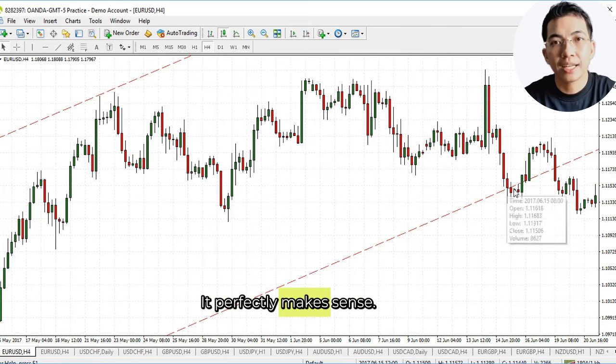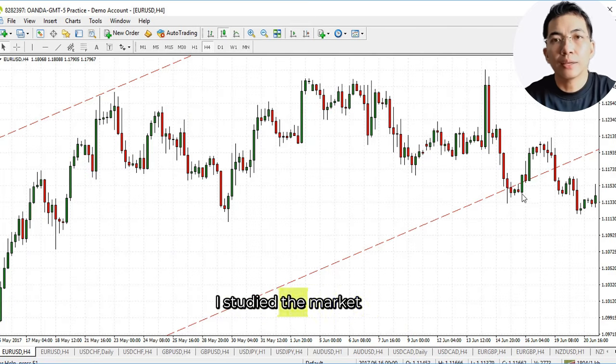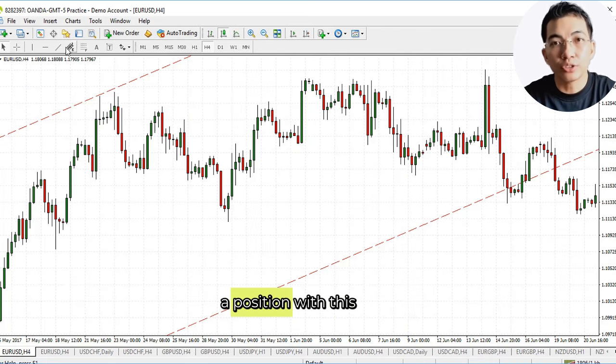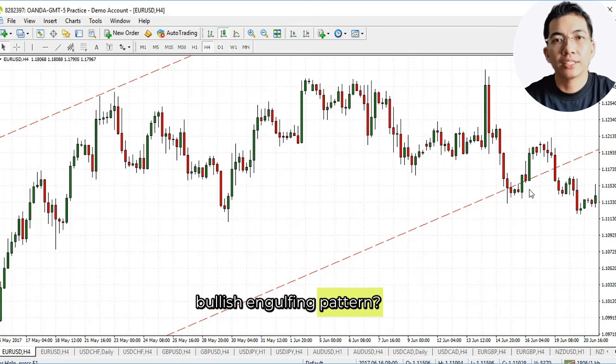It perfectly makes sense. I studied the market to find out that euro-dollar is in an uptrend, so I was waiting for a good opportunity to buy at the bottom of the channel. Then a bullish engulfing pattern shows up and is telling me that buyers are strong again and they push the price higher. So, how to consider a position with this bullish engulfing pattern?